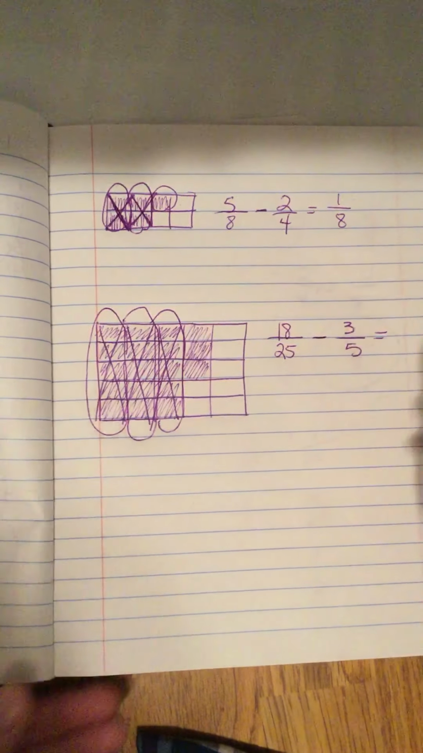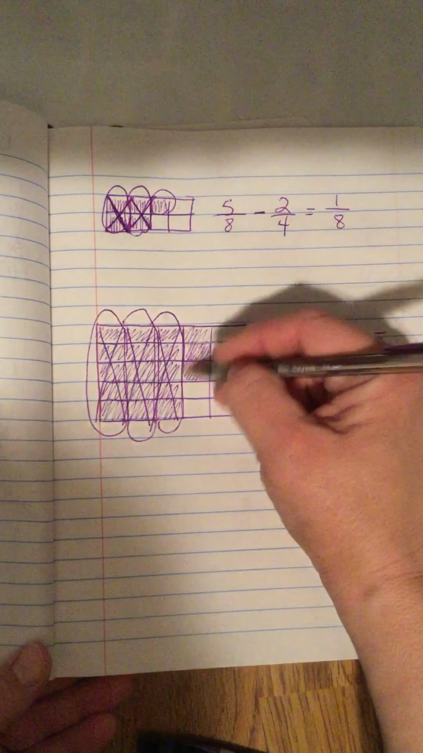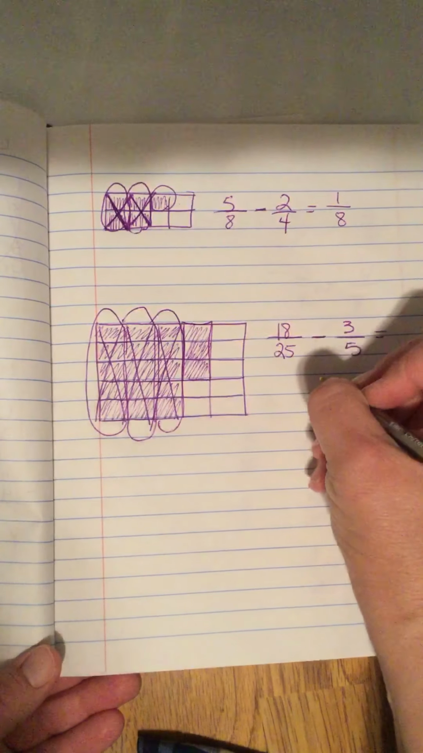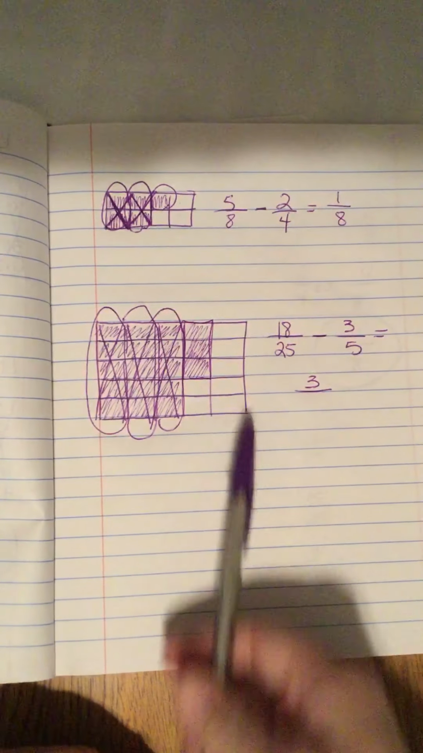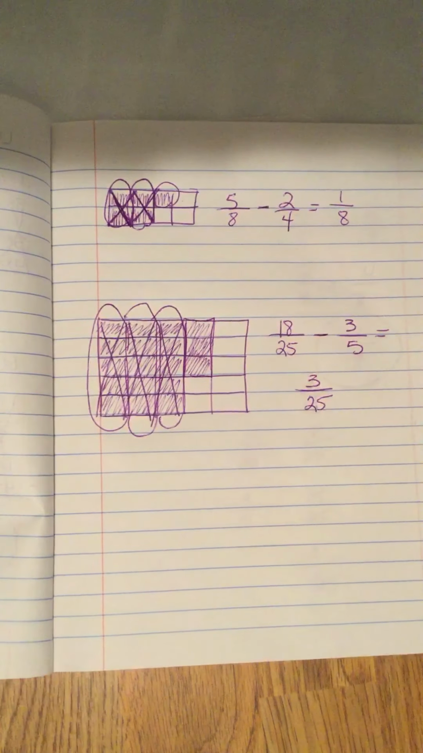5. Okay, now look at what is not circled or X'd out. What do I have left over? 3 out of how many total squares? 25. Okay, again, we're going to look at the models more on Tuesday, but I just wanted you to get a kind of a feel or understanding for what they look like.